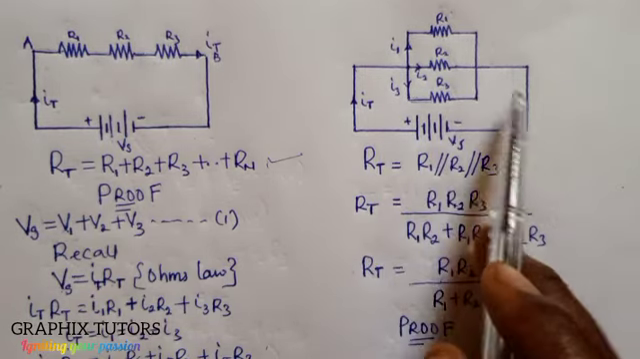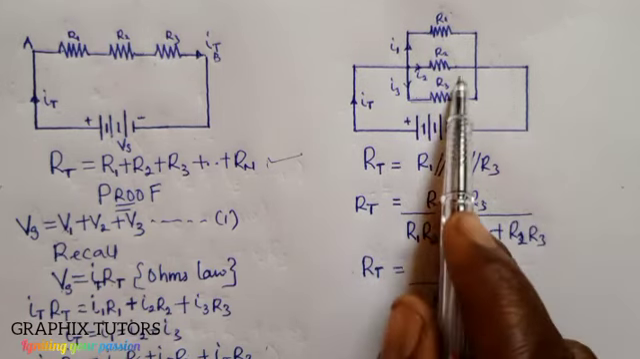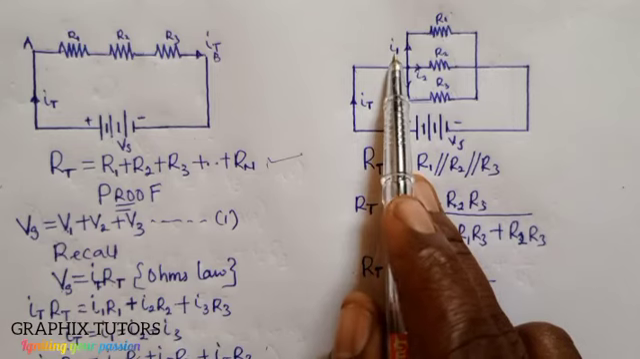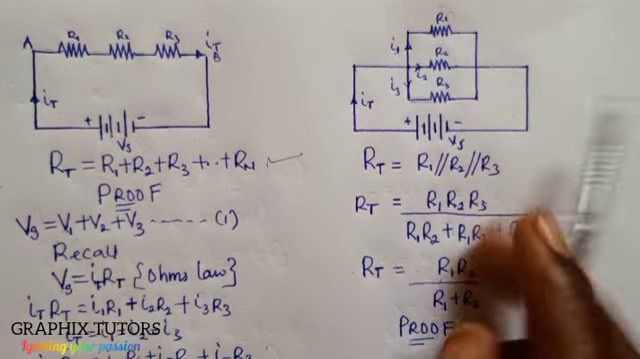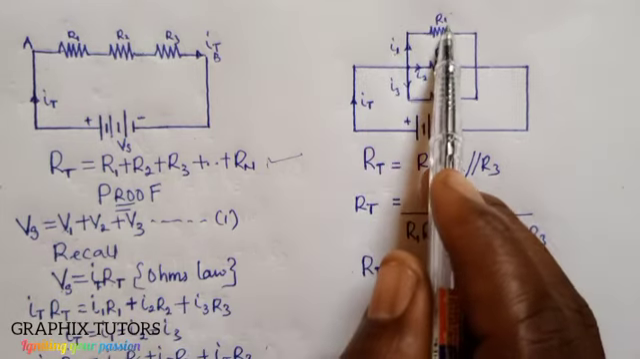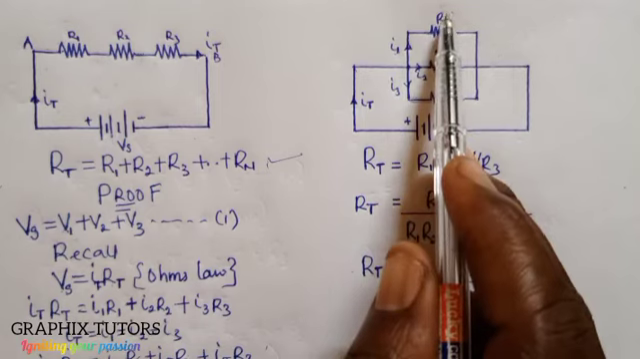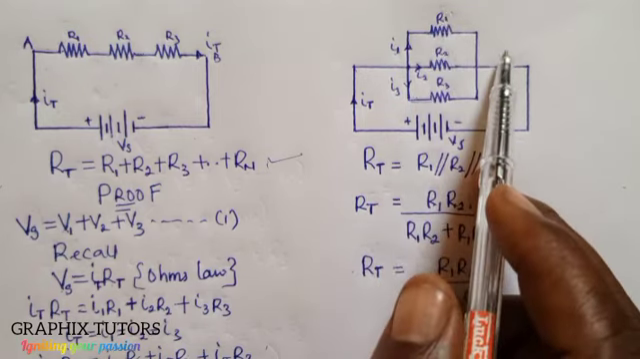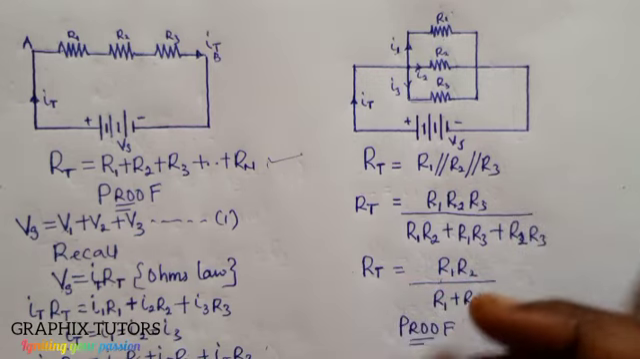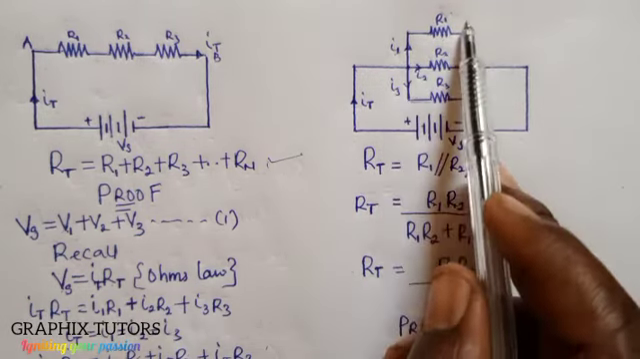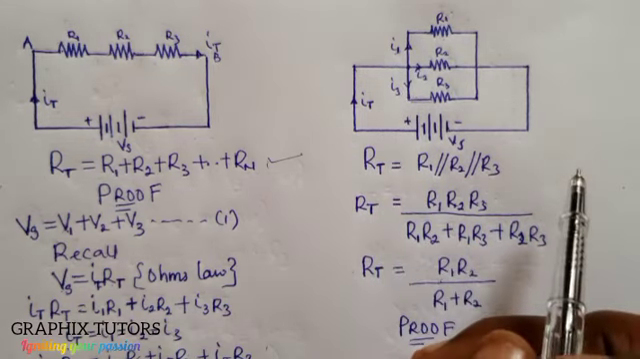And you might be wondering, must it be I1 that goes through R1, or must it be I2? It can be. The reason I'm taking I1 to go through R1 is to reduce your confusion. If I like, I can put I2 through R1, or I3 through R1, but that would make things more complicated. So to enhance your understanding, I'm taking 1 for 1, 2 for 2, and 3 for 3. Is that taken?